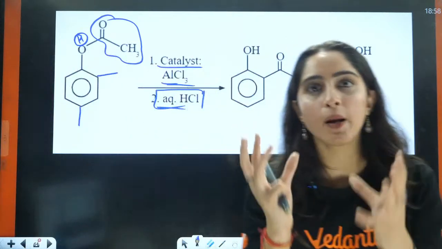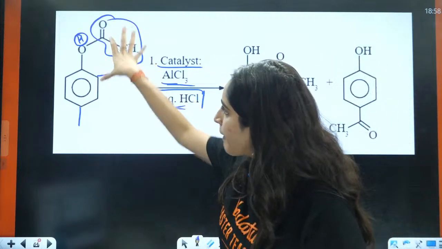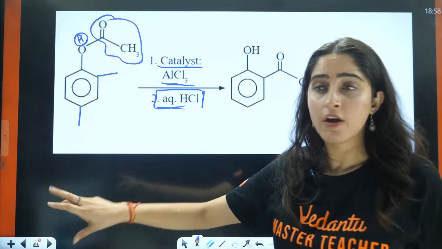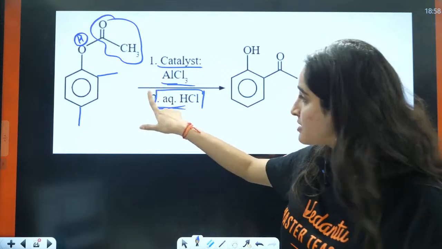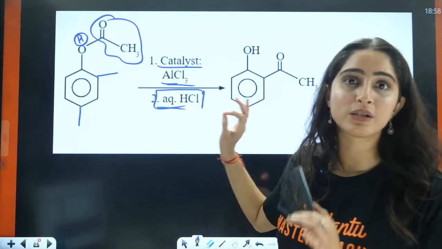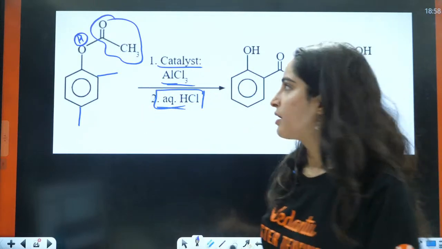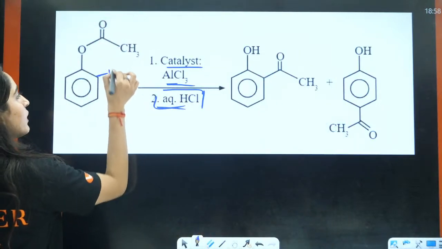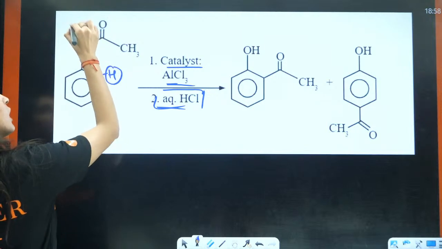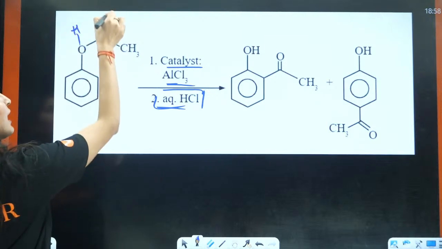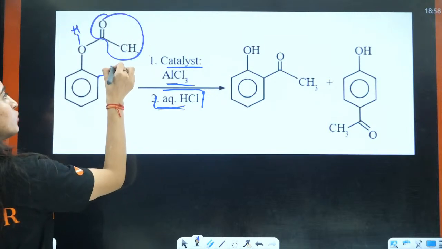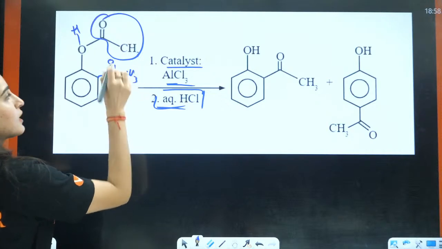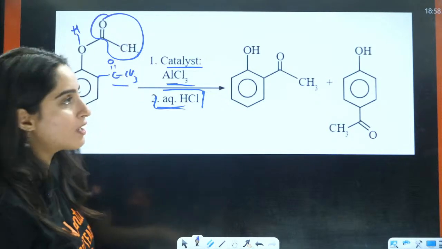In that same compound, the groups are rearranging within itself by the addition of a catalyst, that is AlCl3 and aqueous HCl, right? Okay, so here the hydrogen from here will come to this position, and the OCH3 will come to this position, right? This is basically called Fries rearrangement, right?